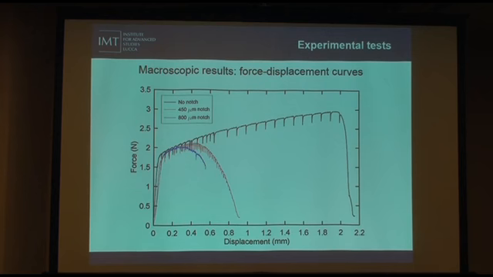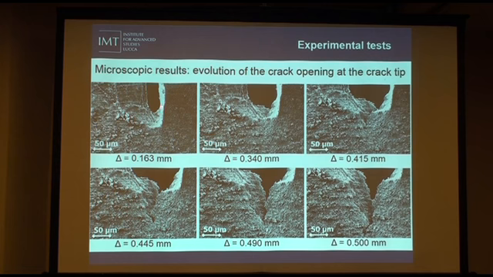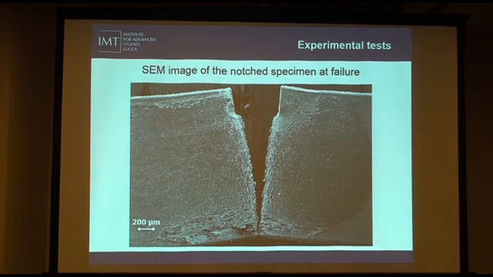That interpretation is confirmed by the microscopic images. In fact, in the first top left image, we can see the notch tip during the elastic range. Then it bears a strong plastic deformation, and after that, the cracks start to propagate until the final failure, where the crack persists.